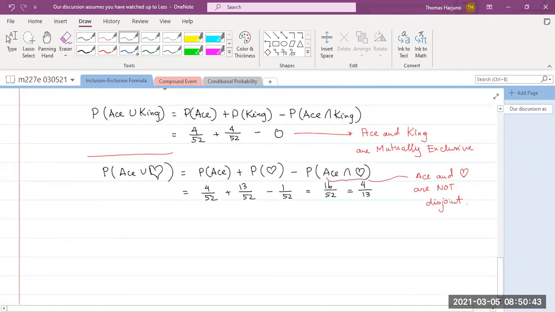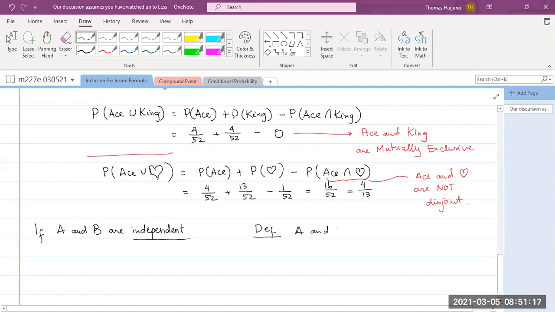Furthermore, another variation, if A and B are independent. Oh, what is independent, Thomas? We say that, let's write that definition here. Definition.